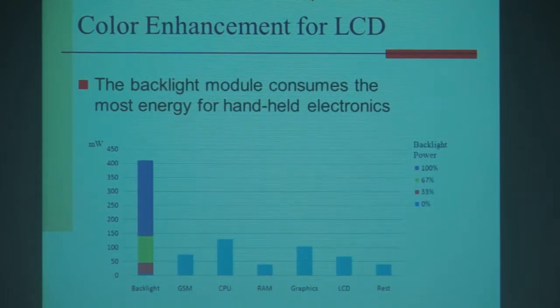Let me move on to another application of the technique I just described to you. It's about color enhancement for LCD. Many of you may know that the backlight consumes the majority of the power for an LCD display. For example, in your laptop, the LCD is the main draining source of the energy. So to save energy, we may want to turn the background power down a little bit. But by doing that, you also decrease the image quality a little bit. So the name of the game is how to improve the image quality without affecting the energy efficiency.